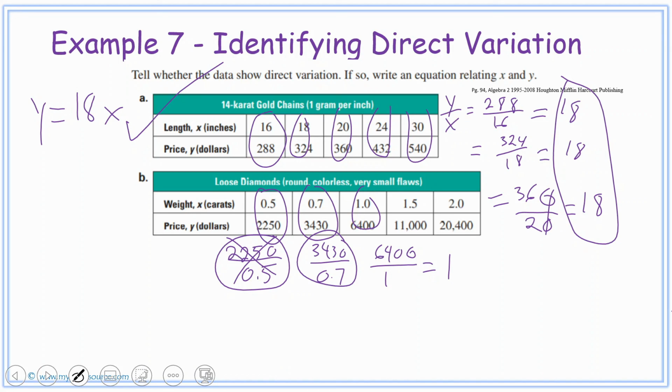3,430 divided by 0.7 will not equal 6,400. I put 1. But just to verify it, you could try it out. 3430 divided by 0.7 actually equals 4,900. And 2250 divided by 0.5, that's half. Divided by half is 4,500. So these are not consistent. This one is not direct variation. You could not write it this way.